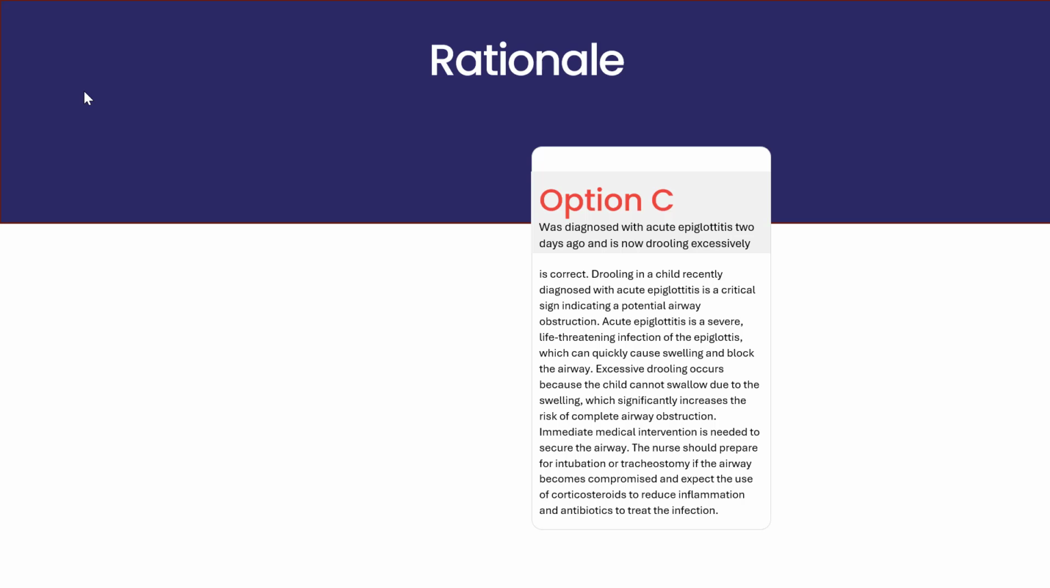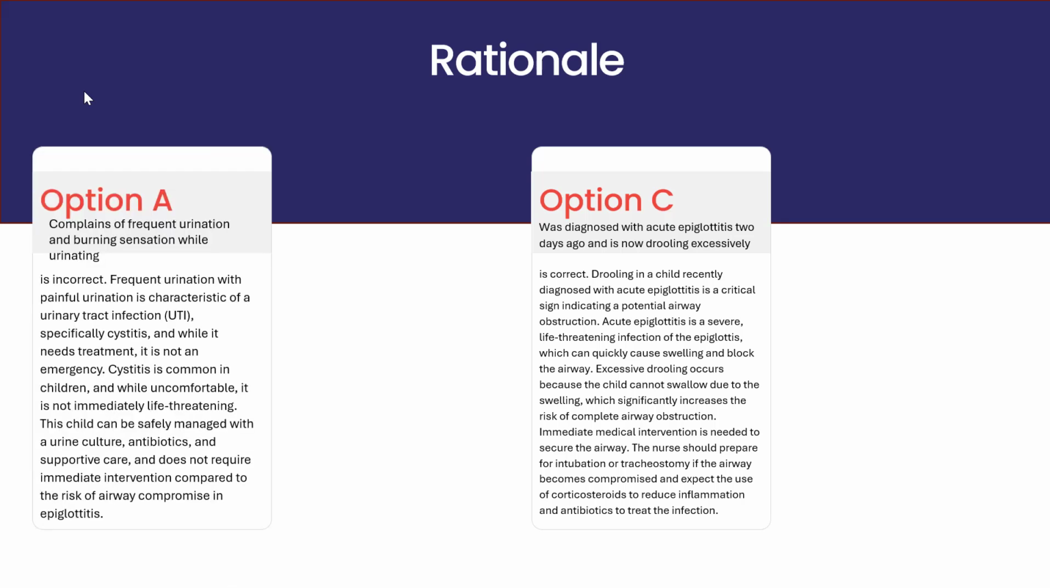The nurse should prepare for intubation or tracheostomy if the airway becomes compromised and expect the use of corticosteroids to reduce inflammation and antibiotics to treat the infection. A is incorrect. Frequent urination with painful urination is characteristic of a urinary tract infection, UTI, specifically cystitis, and while it needs treatment, it is not an emergency.